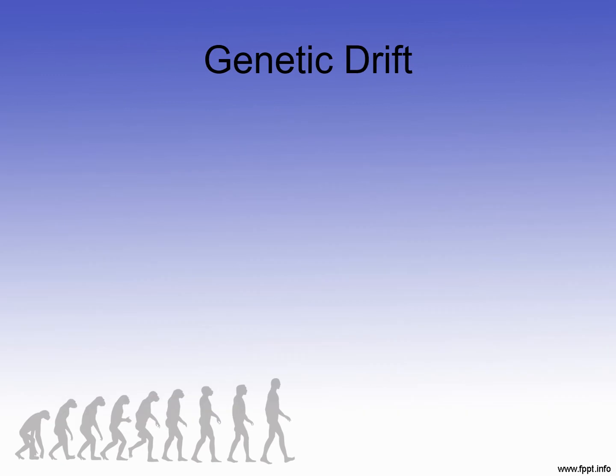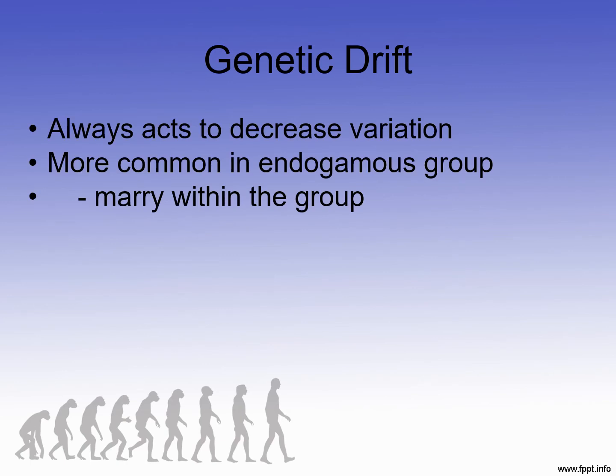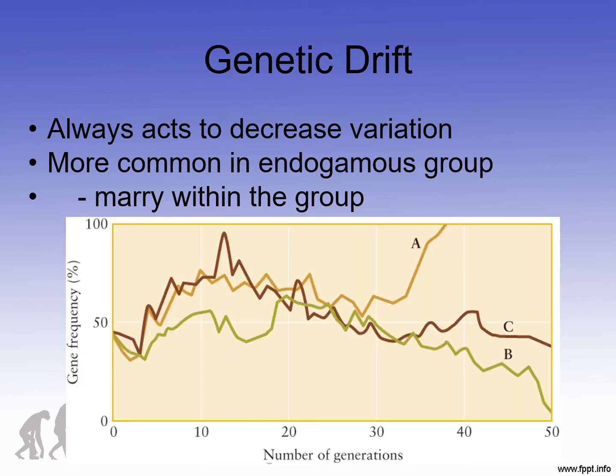So if we look at another evolutionary force, genetic drift always acts to decrease variation within a group. It's more common in endogamous groups within humans, or humans that marry within their own social and genetic group. Here we can see gene frequencies changing over time, and you can see B represents genetic drift, and the frequency starts to decrease dramatically over time. C represents a stabilizing selection, and A represents a more natural selection.